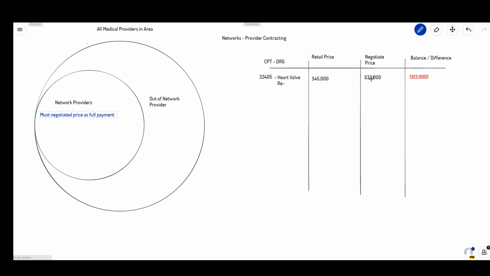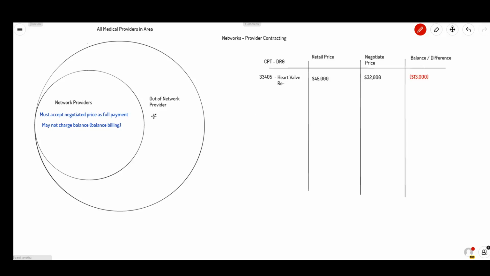So this is where deductibles will apply. But the key thing is that $32,000 is a protection for the insurance company and for the member. It means that this provider, the network provider, may not charge this balance. They have to just write it off. So they must accept negotiated pricing as full payment. And to articulate it even further, they may not charge the balance. That's sometimes called balance billing. So they just have to write that $13,000 off.